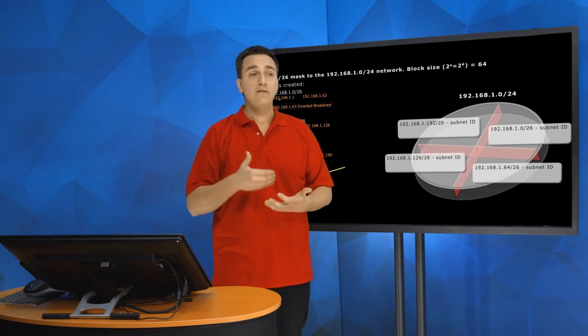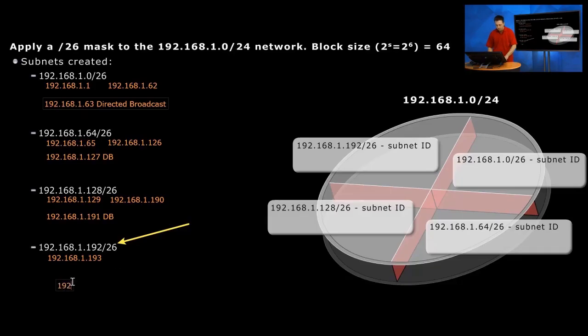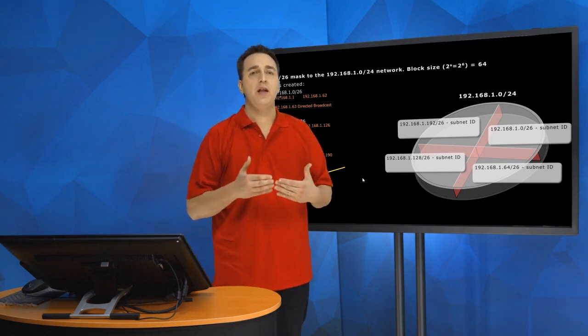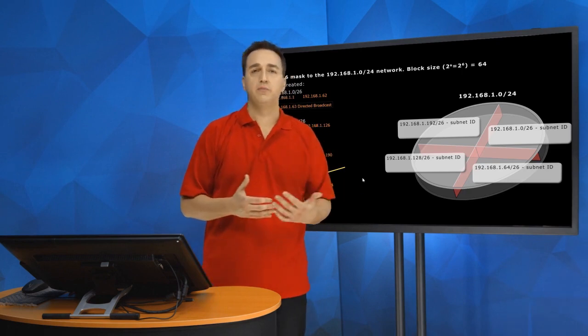And so our very, very last address and our last subnet ends up being 192.168.1.255. That's our directed broadcast address in this case. And then the very last address for the fourth subnet is 192.168.1.254. So there's a full analysis of the subnet IDs, the usable addresses within each of those subnets, and the directed broadcast addresses.